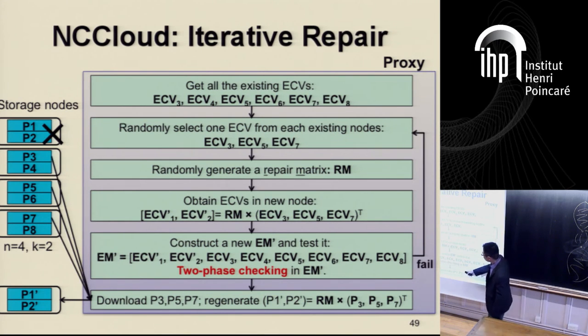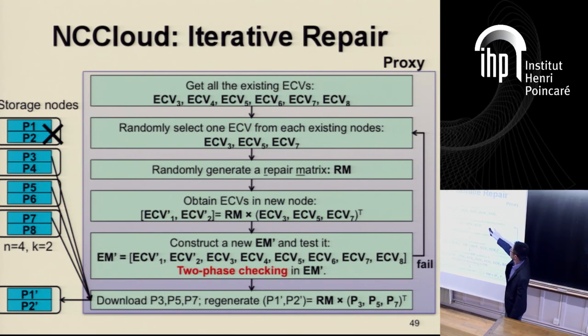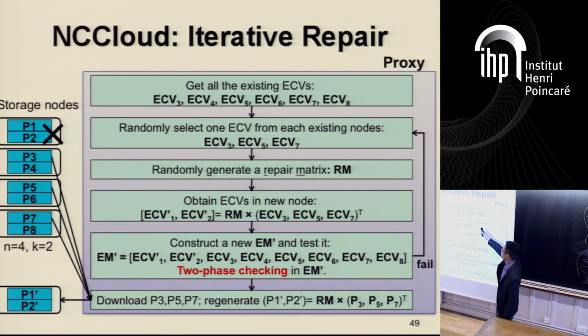We can just see here that if the two-phase checking fails, then we go back to the selection of chunks from the surviving nodes.